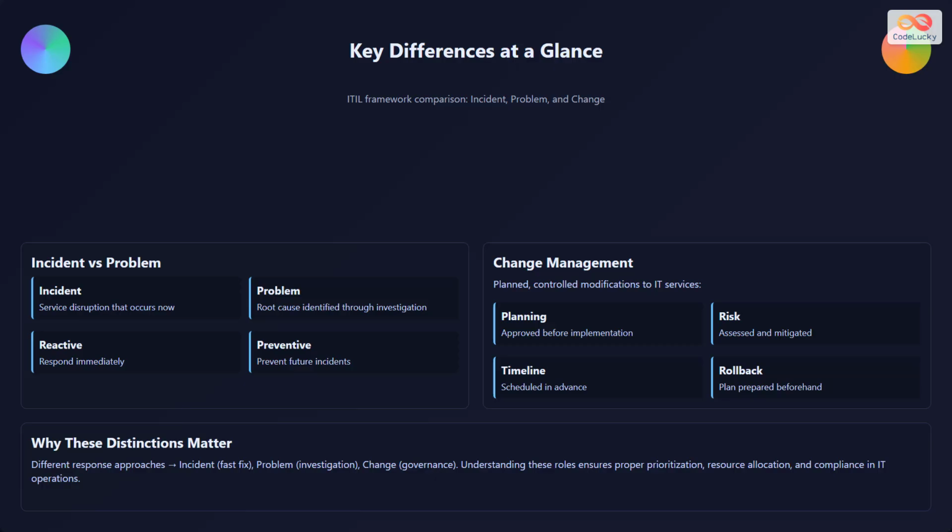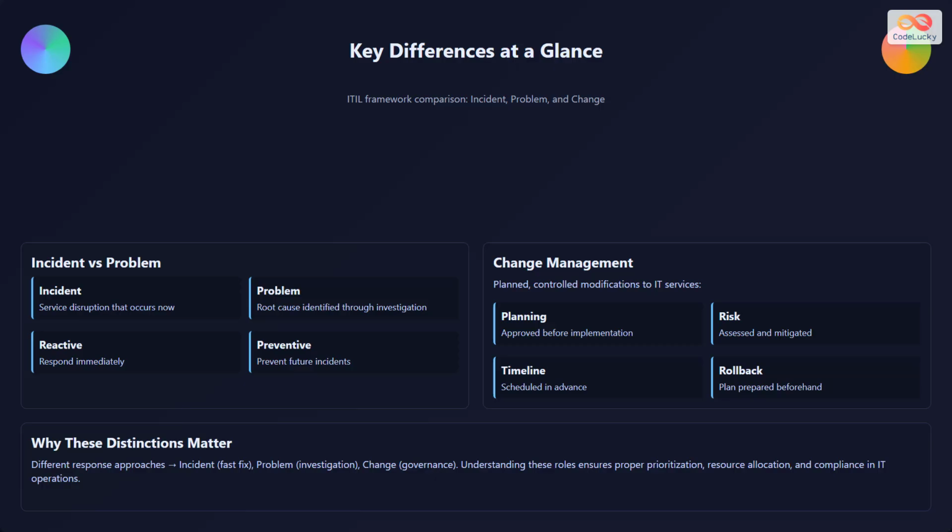Severity levels determine how quickly an incident must be resolved. Critical incidents affect multiple users or core business functions and require immediate response. High-severity incidents impact important services or a significant number of users. Medium-severity incidents affect individual departments or non-critical services. Low-severity incidents are minor issues with minimal impact.